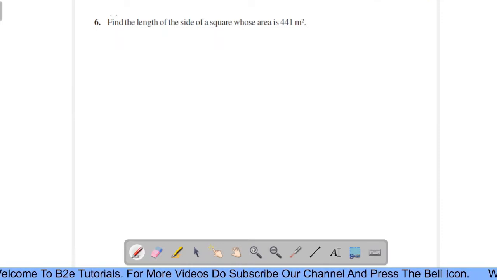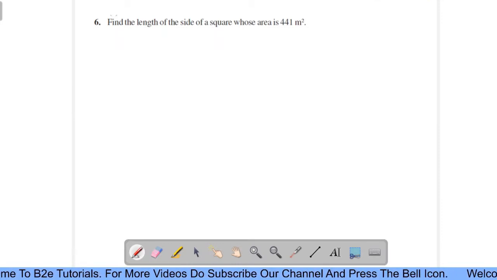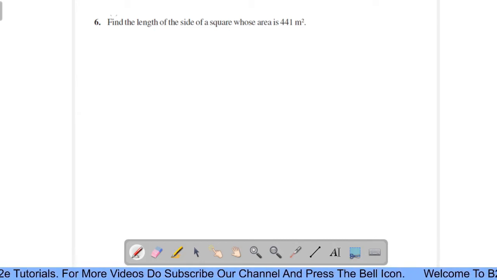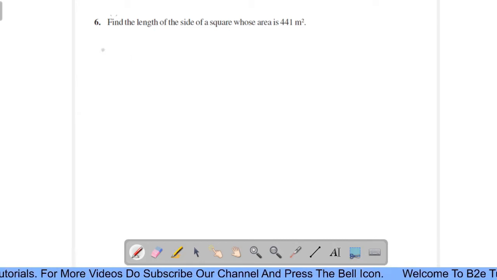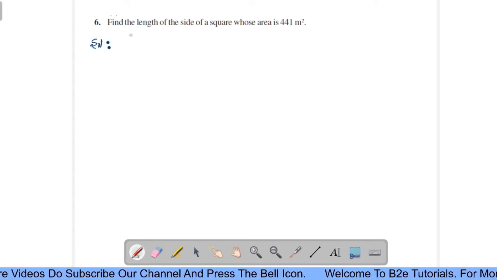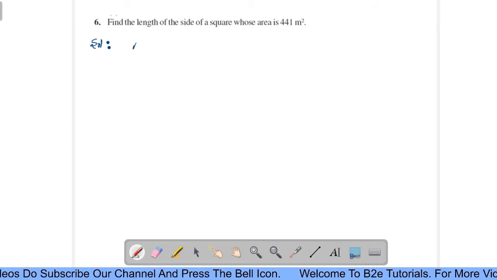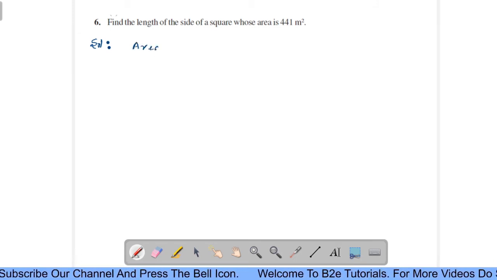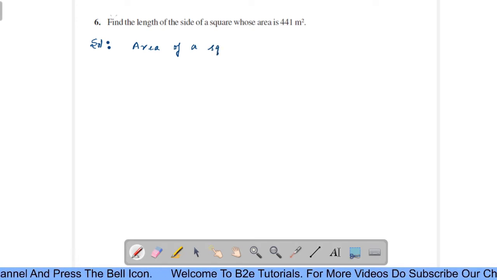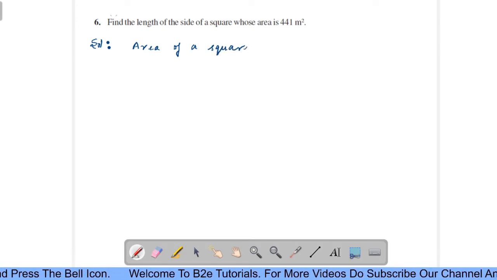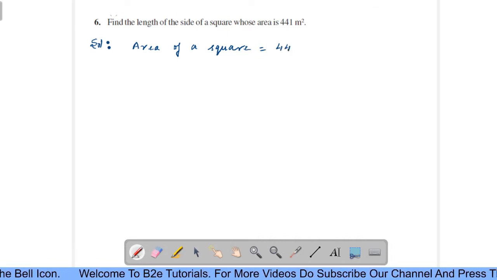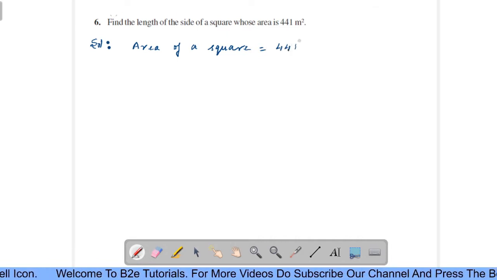Question number 6. Find the length of sides of a square whose area is 441 meters square. Here is the solution. Here the area of a square is 441 meters square.